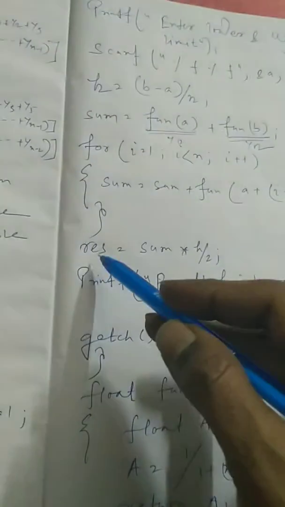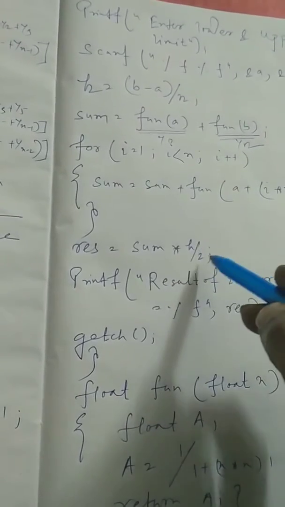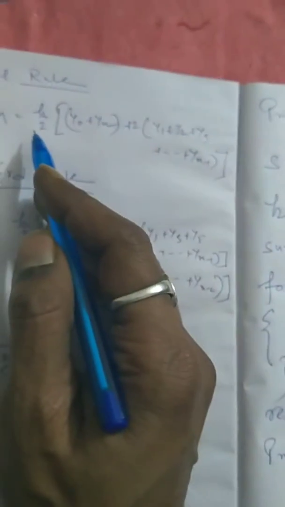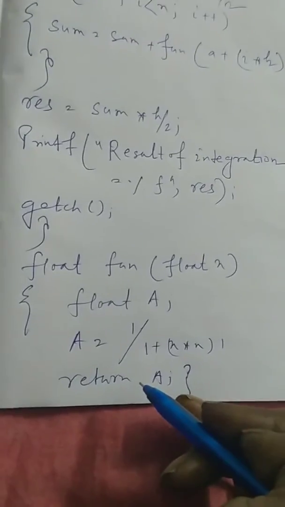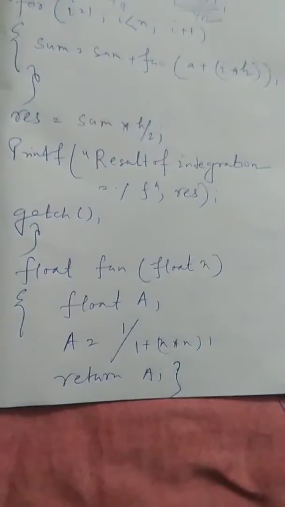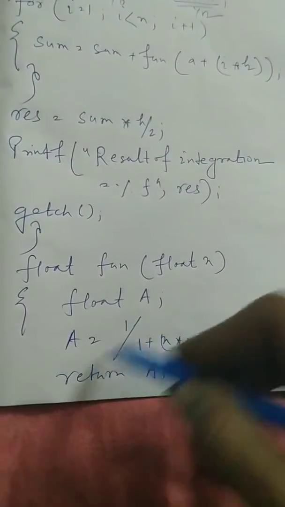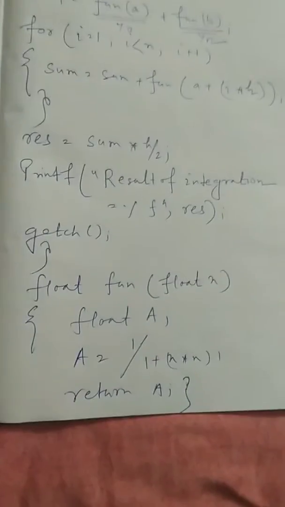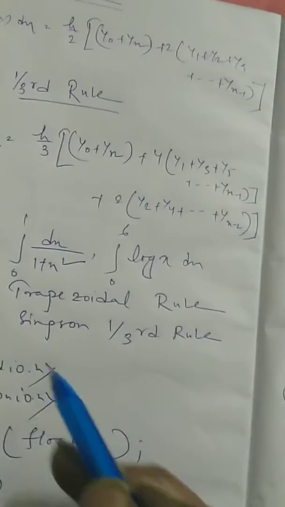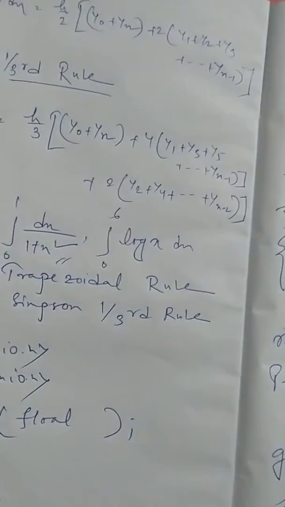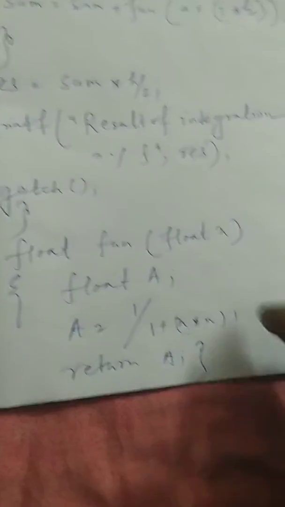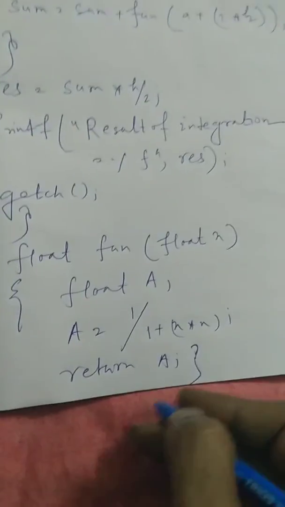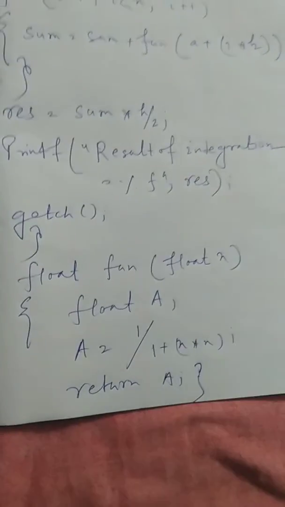Okay, and finally we are multiplying by h by 2, because in the beginning of the formula there is h by 2. After completing the main function we are writing the function declaration here. The function is dx by 1 plus x square in this particular problem. So that's why we are writing a equals 1 by 1 plus x into x, and we return a. Okay friends, that's all.